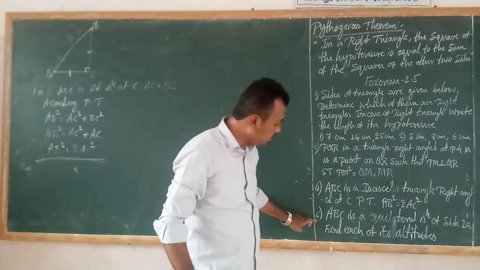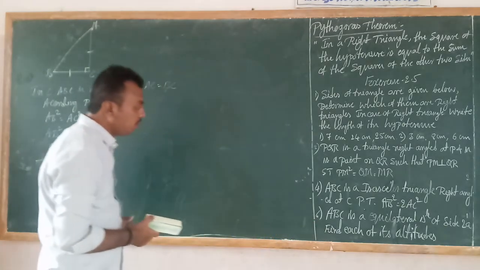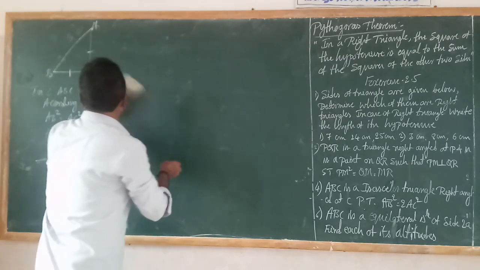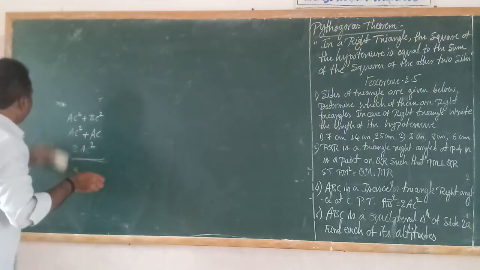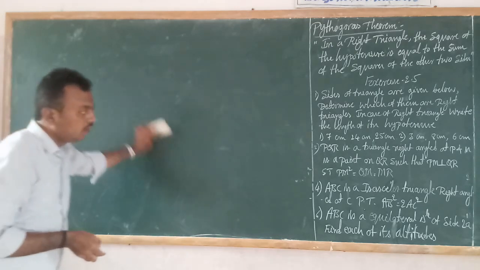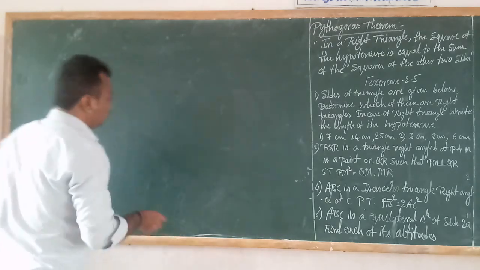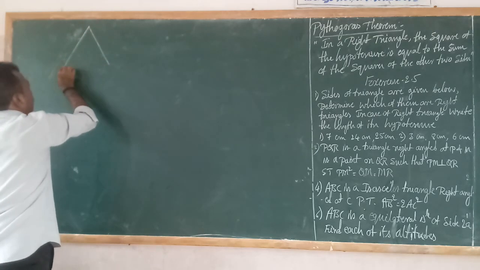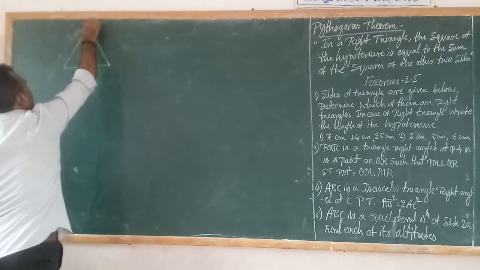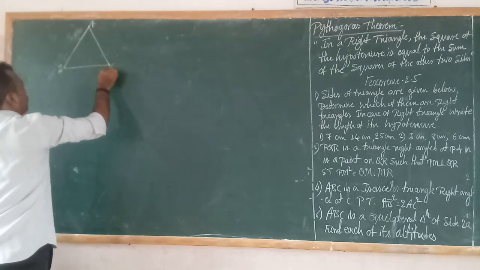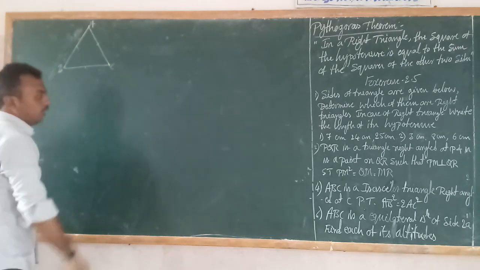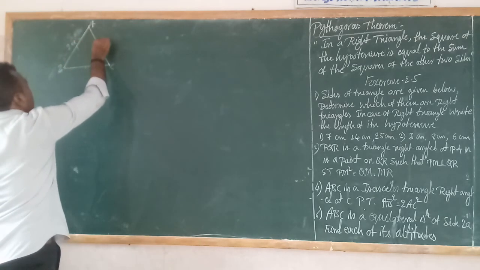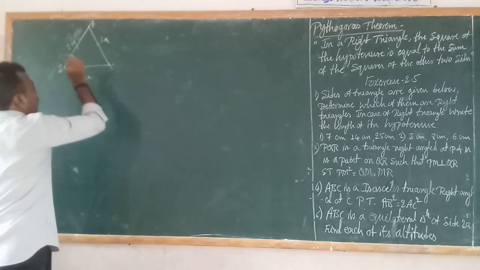Okay, so next, I will go to question number 6. ABC is an equilateral triangle of side 2A. This is one equilateral triangle. In an equilateral triangle, all sides are equal, correct? All sides are equal, and each side is 2A. This is 2A, this is also 2A, and this is also 2A.